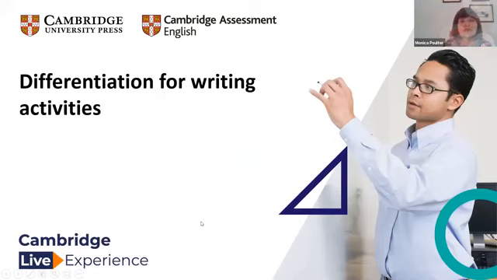We're going to move on now to look at differentiation in writing activities. Now, there are 2 types of writing activity. One type of writing activity is simply to answer questions on reading comprehension text and listening comprehension text. But what we're talking about here is not that type of writing activity, but communicative writing activities. So communicative writing activities are things like writing an email or writing an essay for a class.